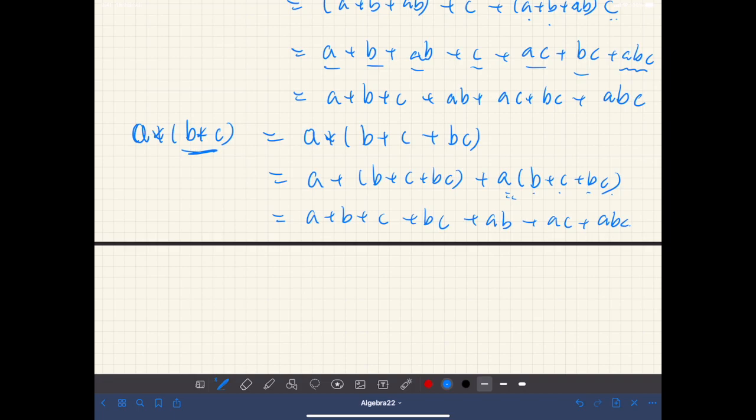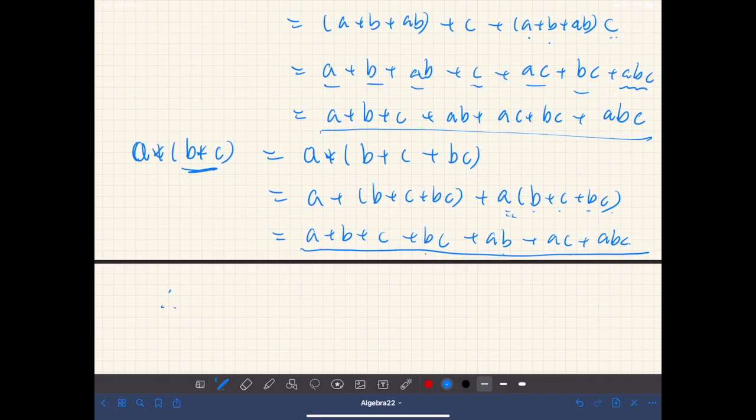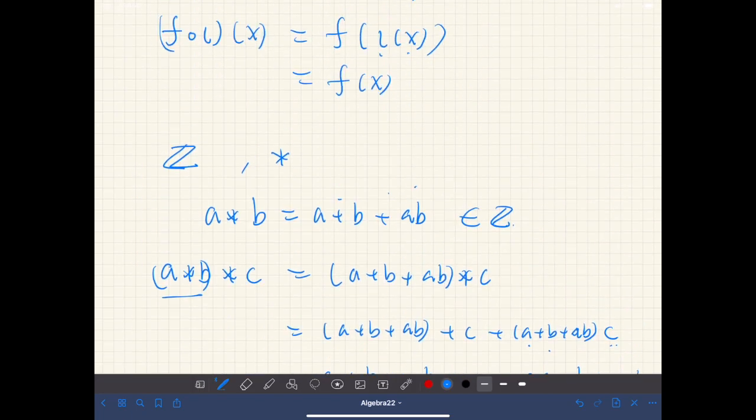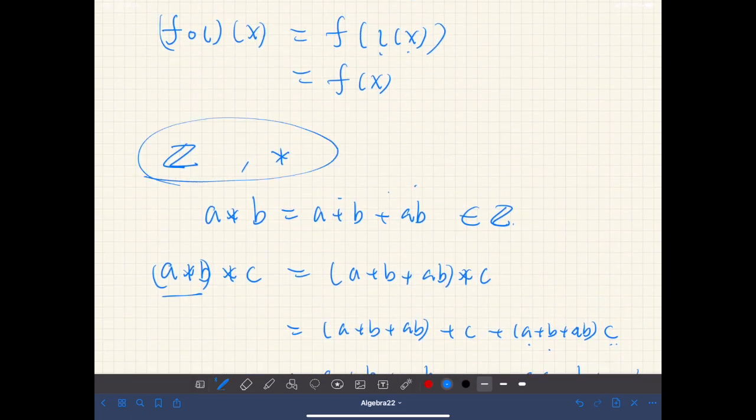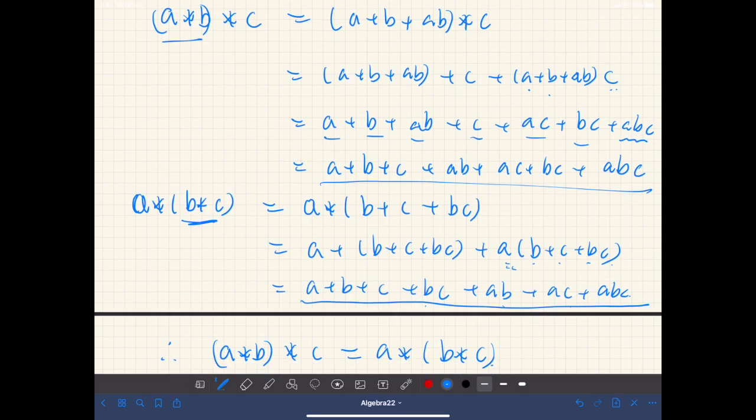So, by changing the order, we can see that this is indeed equal to this. Therefore, we have A star B star C equals A star B star C. Therefore, this binary operation is associative. And so this set, a set of integers with this binary operation, is at least a semigroup.